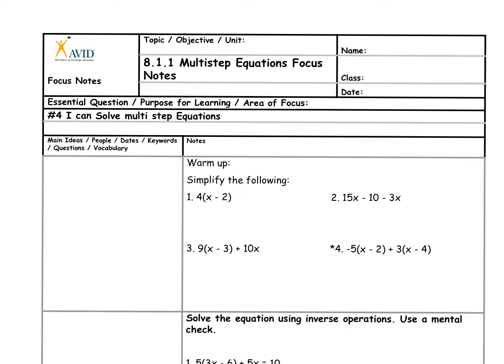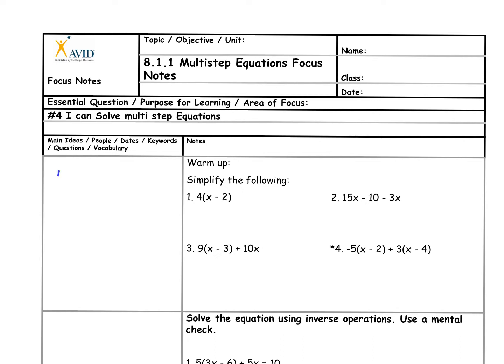So today we're still reviewing what we have done in the past, which is number 4. I can solve multi-step equations. And I hope this is the lesson we are on, but I think it is. What we're going to be doing is combining distributive property along with combining like terms. So we have 4 of our 5 steps for solving.